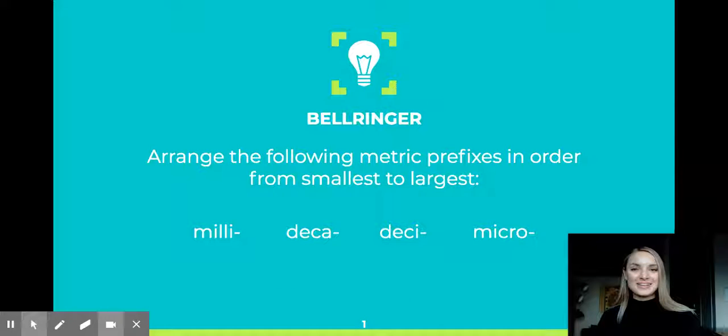Hello, everyone. Let's take a look at our bell ringer. Arrange the following metric prefixes in order from smallest to largest. Milli, deca, deci, and micro. Take a minute, pause the video, write everything down, and then come back and check in with me.